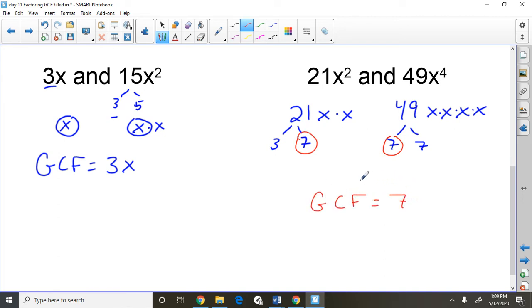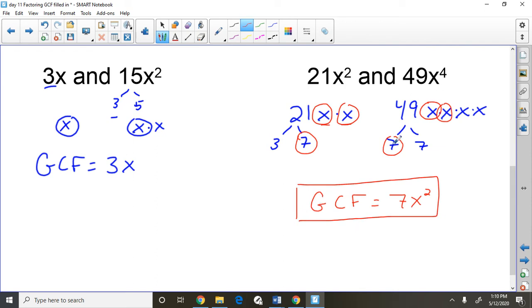Then I look at the variables. An x in one factor can match up with an x in the other factor. The next x's can match up. Now there's no other x's to pair up with these. Therefore, I have circled everything that's common. So I look at one of them. I have x times x, which is x squared.